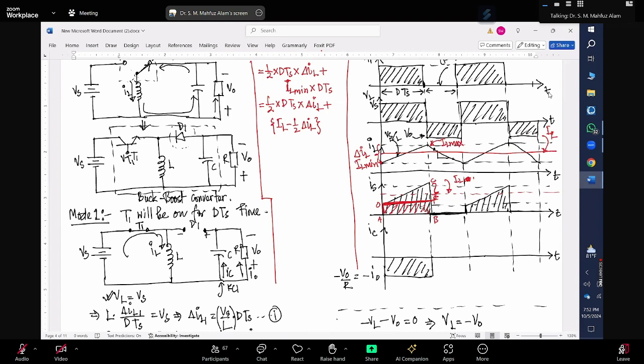We have used that equation several times, right? So multiplied by D Ts. So what should be the area? Here you have half multiplied by D into Ts multiplied by del IL, then plus IL minus half into del IL multiplied by D into Ts. So what should I get?